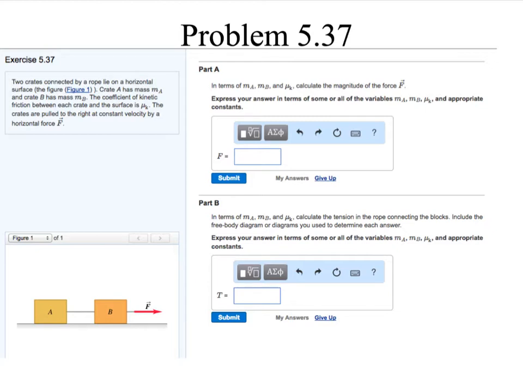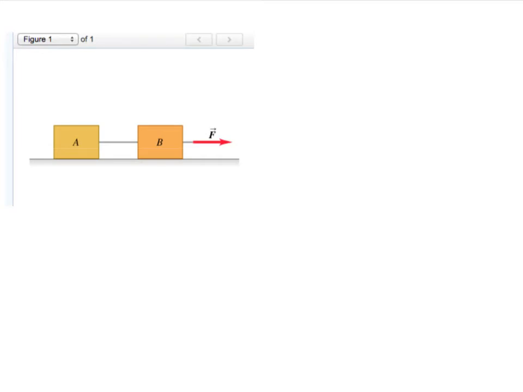We have two masses connected by a rope, and then there is a force applied to one of the boxes, and is going to move the boxes at a constant velocity. There is friction between the crates, the boxes, whatever, and the surface. So we are going to have to deal with friction. So the first part of our problem is we want to find F in terms of things that we know, which are the mass of the two boxes and the coefficient of friction.